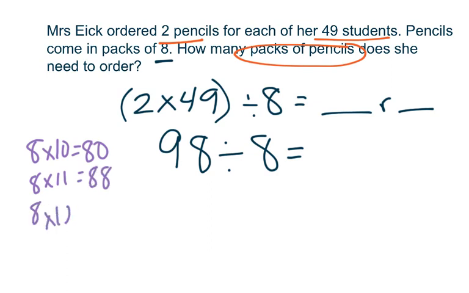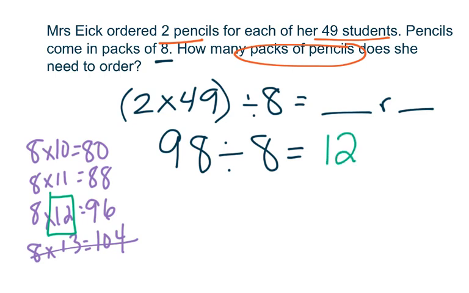8 times 12, I would just add 8 more to 88. So that would get me to 96. And then 8 times 13, adding 8 more, is going to get me all the way to 104, which is too much. So just below 8 times 13, I have 8 times 12. This factor of 12 is going to become my quotient.